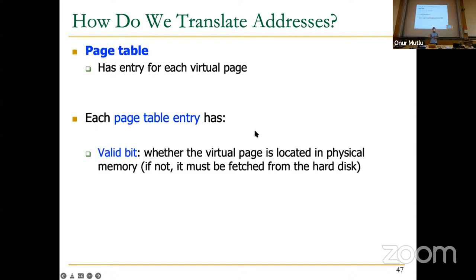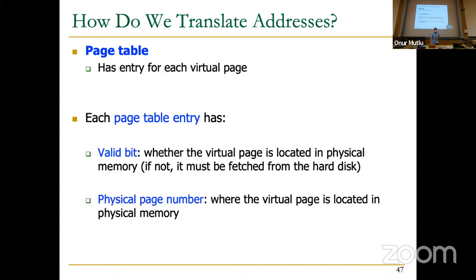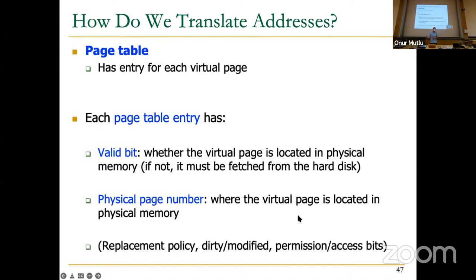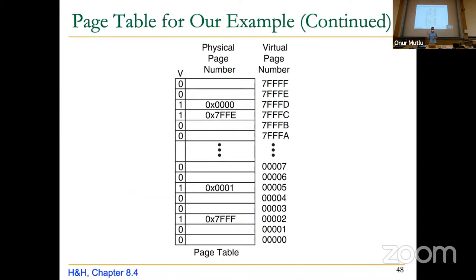If the valid bit is zero, you get a page fault and you need to fetch it from the hard disk. And then the page table entry also has a physical page number, which basically tells you where the virtual page is located in physical memory, obviously. And it also has other stuff like we did in caches, right? Replacement policy bits, modified dirty bits, permission bits, and access bits. We will see that. Okay, so this is the page table from your book again.